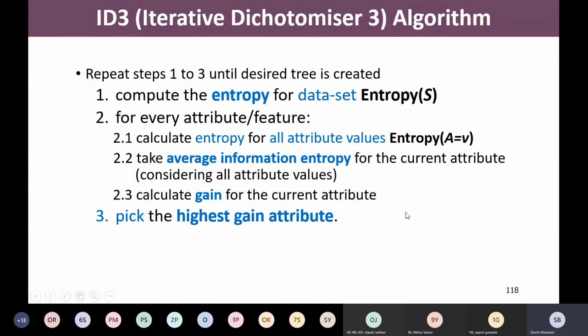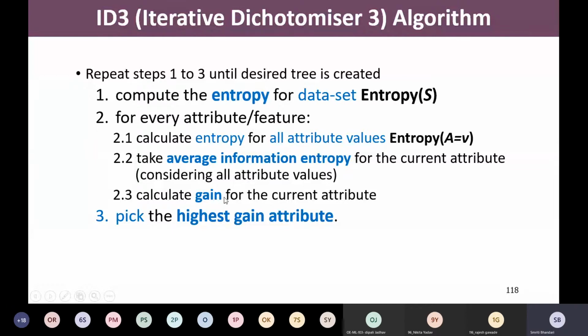As I stated earlier in the last session, we are going to discuss the decision tree algorithm known as the ID3 algorithm. This is the basic algorithm for decision tree. ID stands for Iterative Dichotomiser. So the ID3 algorithm is what we are going to discuss next.